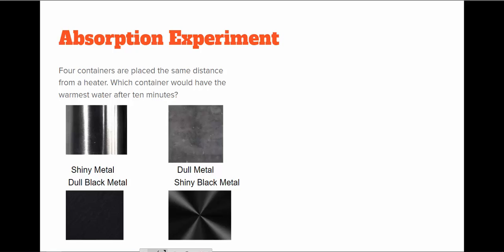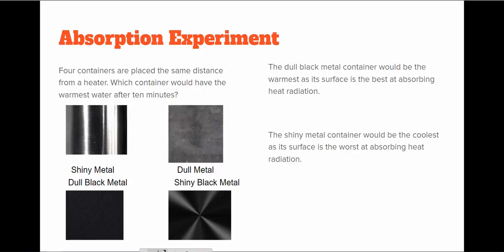So now this is the same question, but this is an absorption experiment. And so it says, now you're shining a light on them. Which one's going to be the warmest after 10 minutes? So the dullest black would be the warmest because it's the best at absorbing the radiation. And the shiny metal would be the coolest because it's best at reflecting. So it's the opposite if you're looking at absorption versus emission, which is kind of what we said.